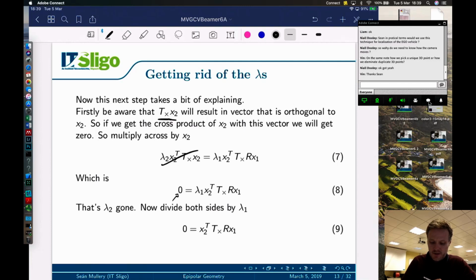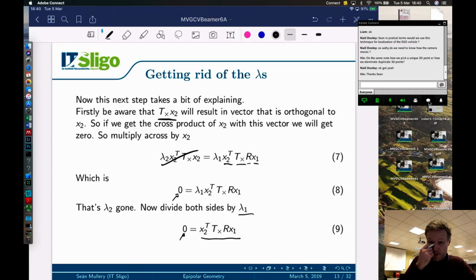And on the other side, what we have is the x2 transpose, the skew symmetric matrix, which is modeling the cross product with our translation. We've got the rotation, and we've got the x1 coordinate in 2D. So what we can now do is divide both sides by lambda 1, because if you divide 0 by lambda 1, it's just 0. We divide the other side by lambda 1, and we end up with just this.